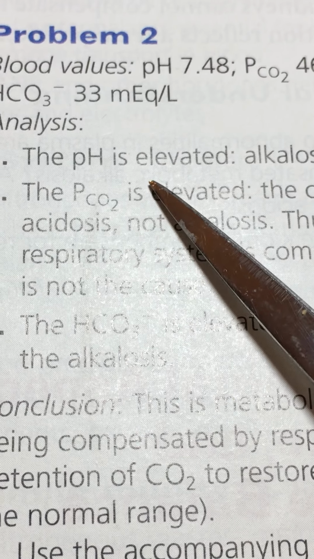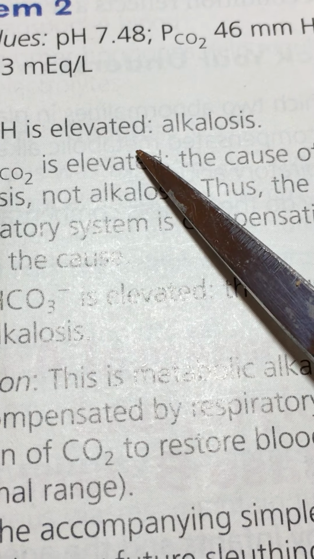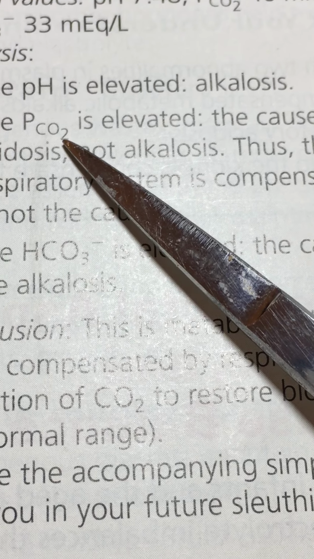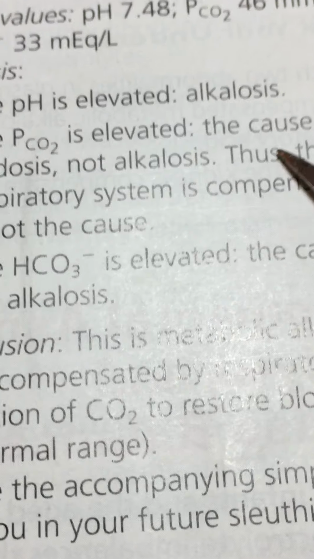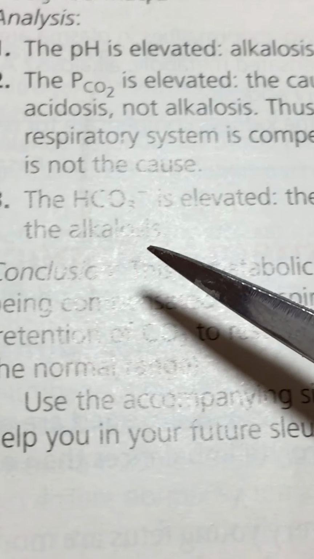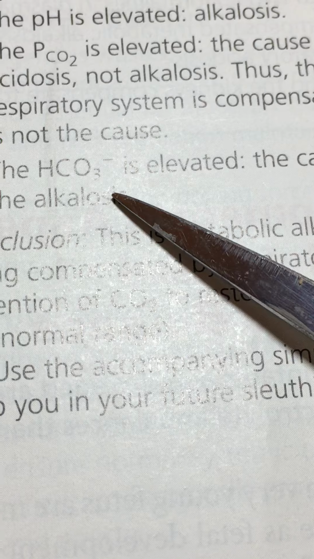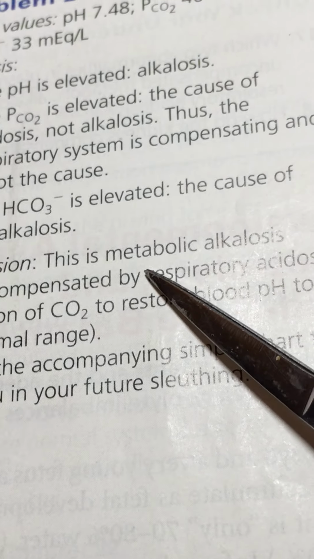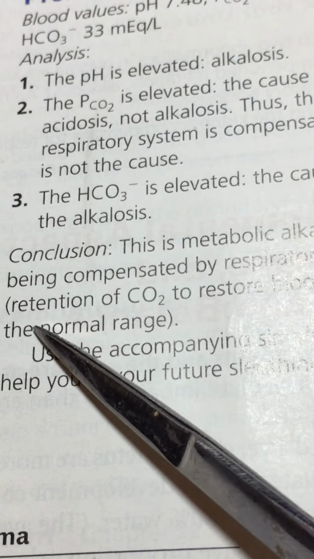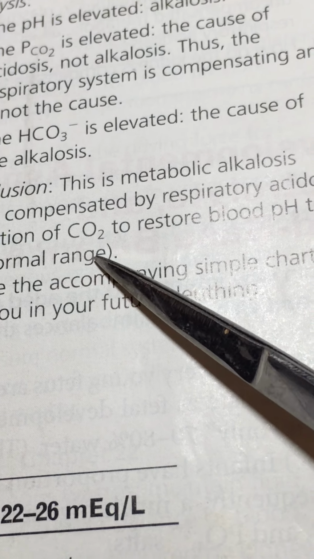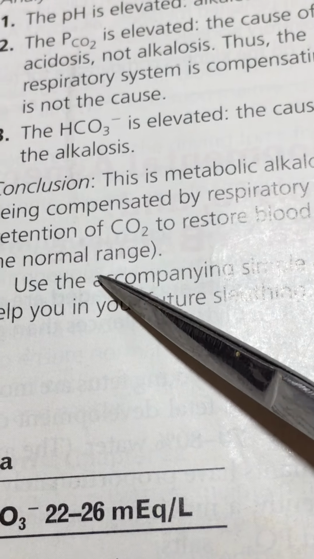Okay, and they have the analysis right here. The pH is elevated. It's alkalosis. Number 2, the partial pressure of CO2 is elevated, but this is the cause of acidosis, not alkalosis, so it can't be a cause. And then the bicarb is elevated and is the cause of alkalosis. So the conclusion here, if I can get out of the glare, is metabolic alkalosis being compensated by respiratory acidosis, retention of CO2 to restore blood pH to normal range.